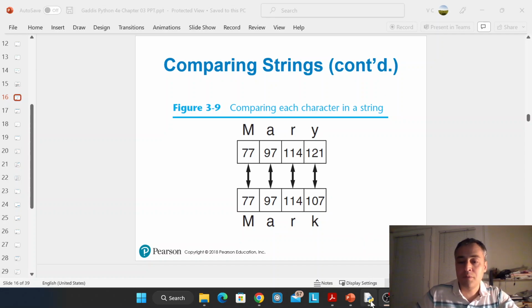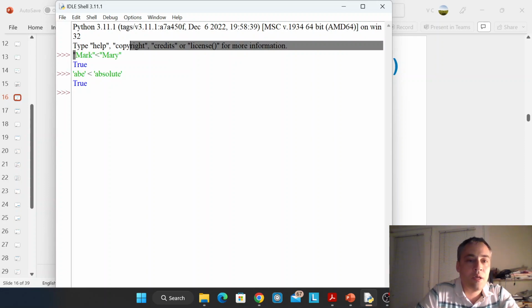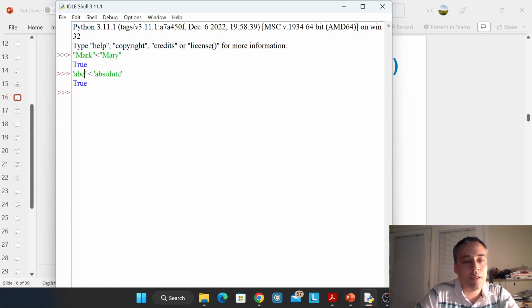How does it look in Python? So here it is. I typed up Mark less than Mary, and the result is true. So Mark is smaller than Mary. Abe is less than absolute. Well, A and B are the same, the first letters, and E is less than S. Without knowing the ASCII values, you can tell what the order is, because it basically follows the alphabetical order for letters, but with some caveat.